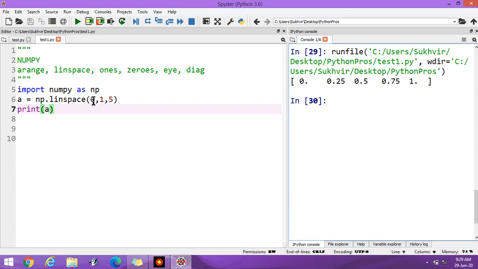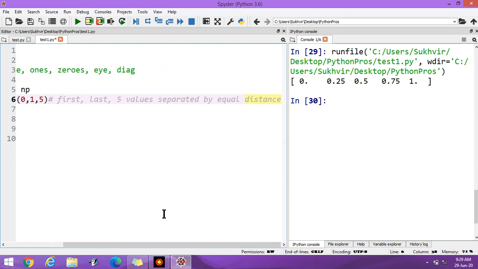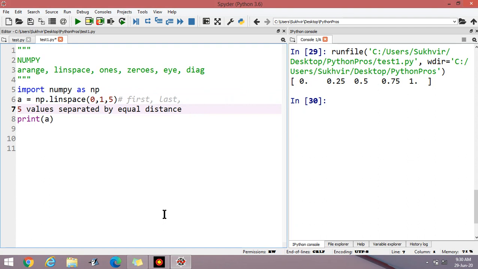First value is 0 and the last value is 1. It means I can write first then last. In linspace both are included. Now what is the meaning of 5? Basically there are 5 values separated by equal distance.